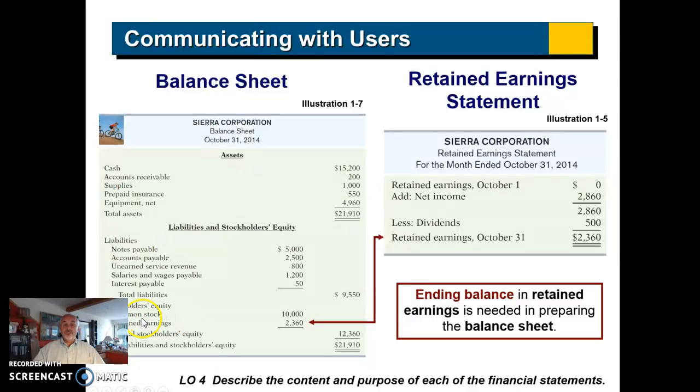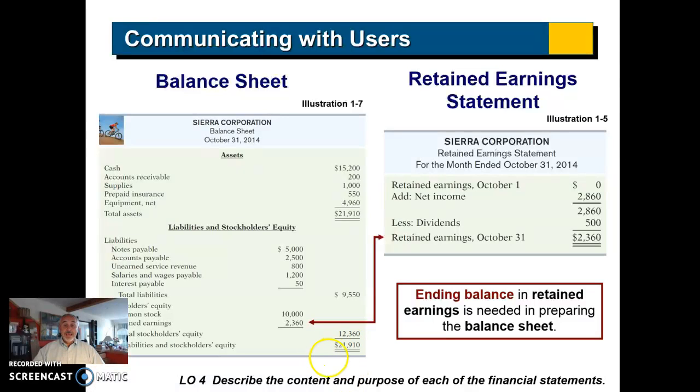Then we have stockholders' equity. Stockholders' equity shows the amount of stock that we've sold, or another term for sold is issued. And we also have our line for retained earnings that came from our retained earnings statement. We add all of our equity items together and we have total stockholders' equity.